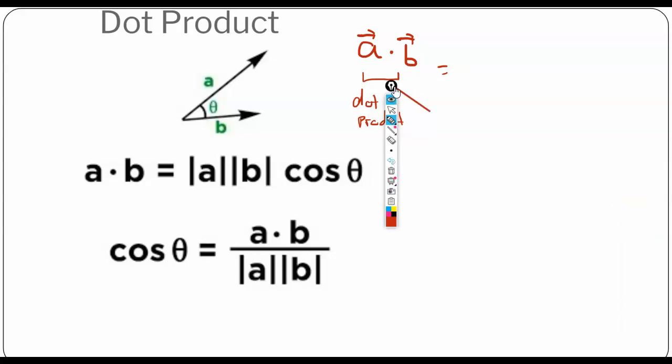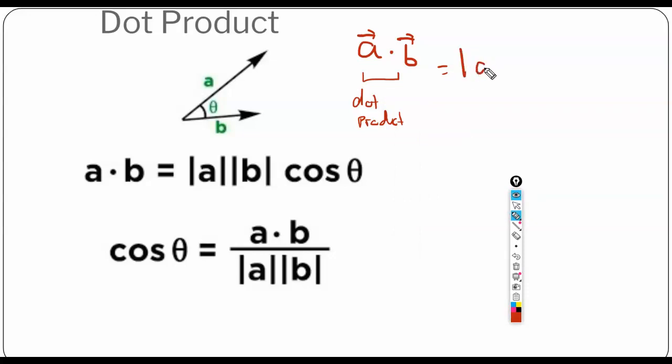sorry, let me move this around, is equal to the magnitude of vector A. Remember, we use these absolute value bars to represent the magnitude of a vector, times the magnitude of vector B, times the cosine of the angle between those two vectors. Okay, and just to refresh, remember when we talk about the magnitude of a vector, given the components of a vector, you can find the magnitude of the vector using the Pythagorean theorem.